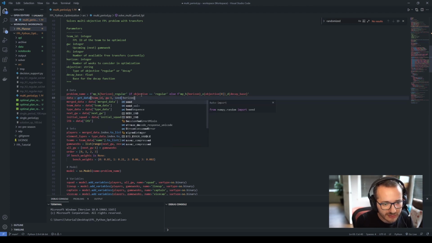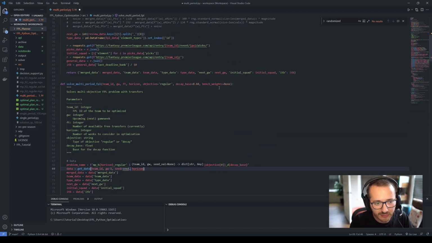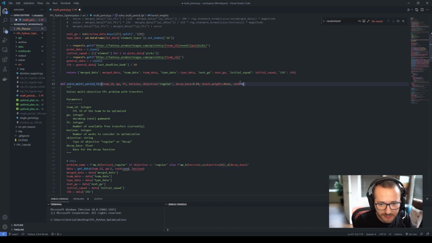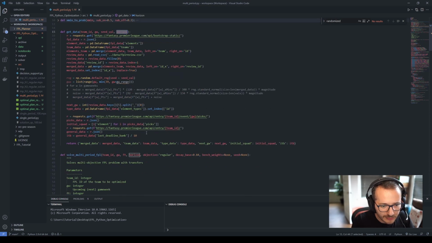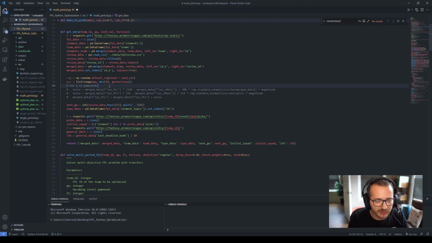Here I will say seed is equal to seed, and then I will pass seed to here. Okay, and then horizon will come here. And then get data will get this horizon, and finally I will use horizon and then add it here. So I will just use it this way, so if you don't pass any parameters, it will be none anyway. And here I am saying game weeks is equal to this range.